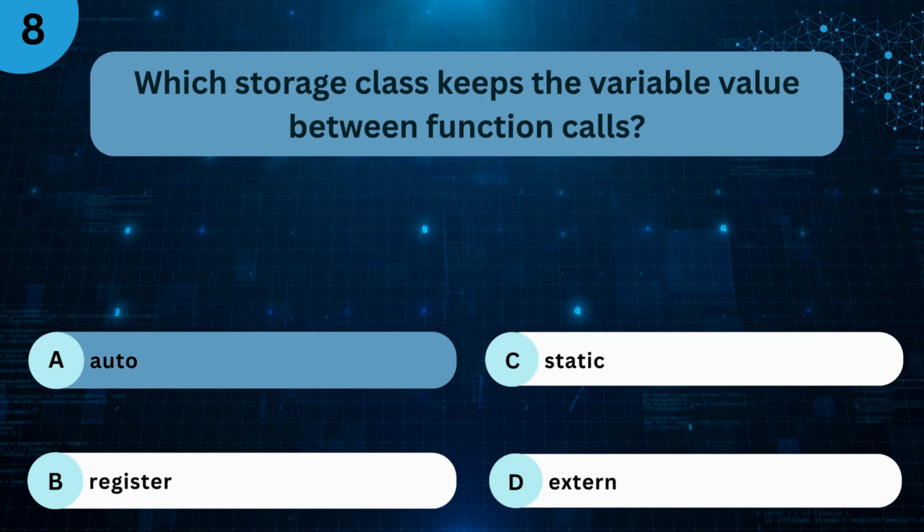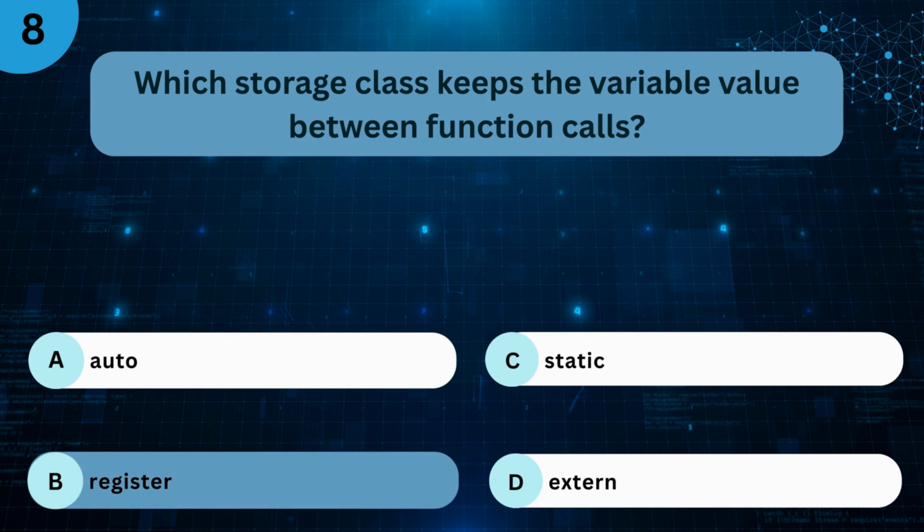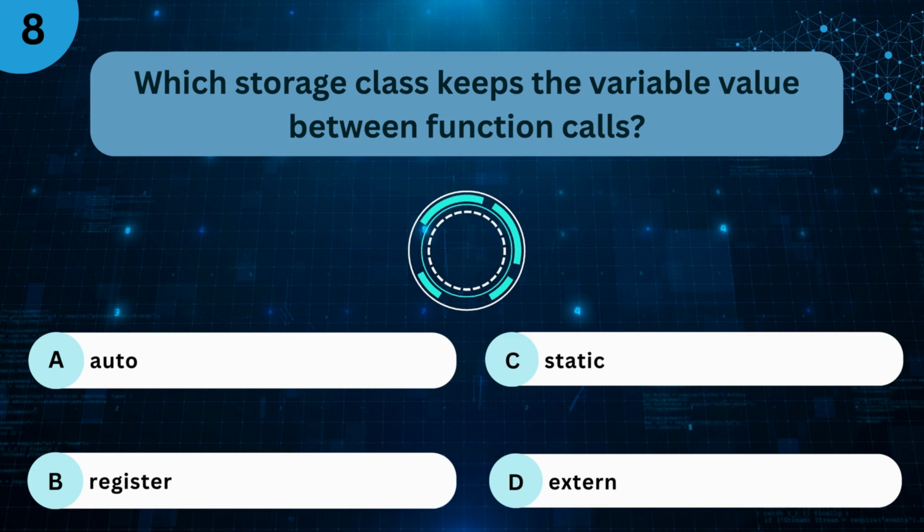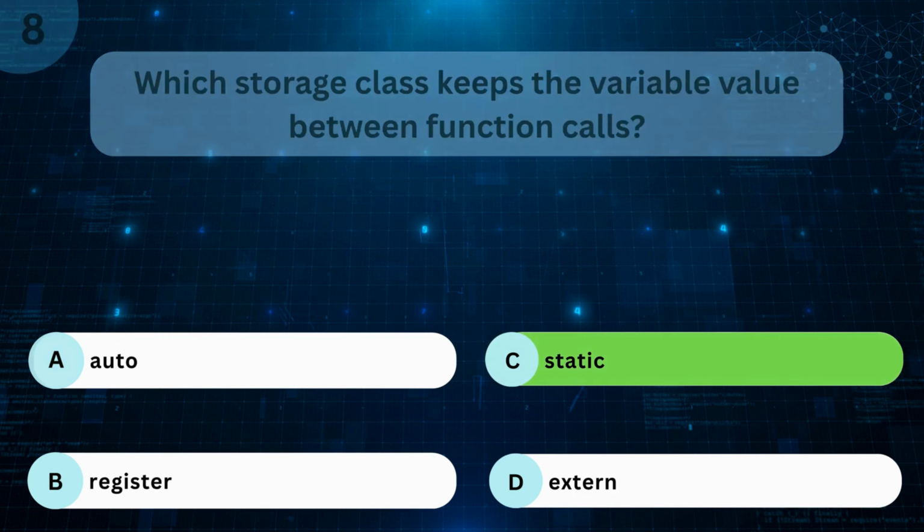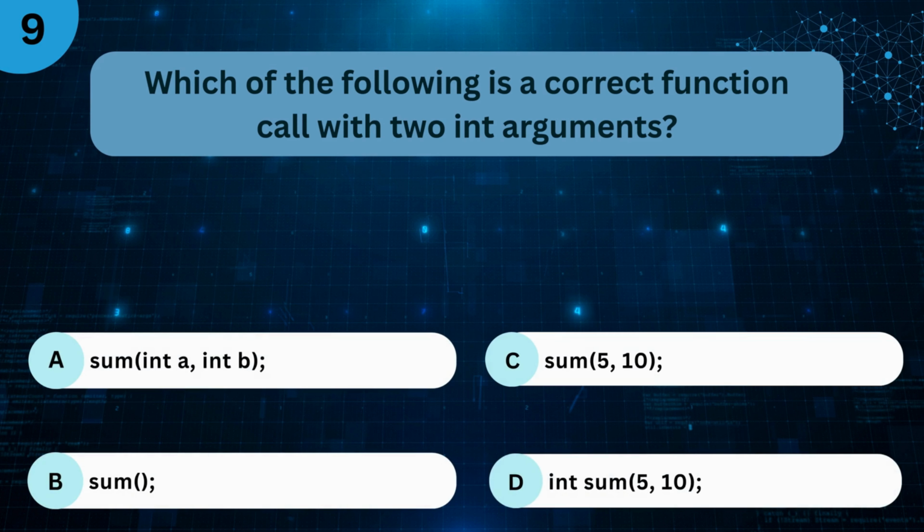A. Auto. B. Register. C. Static. D. Extern. The right answer is C. Static. Which of the following is a correct function call with two integer arguments?